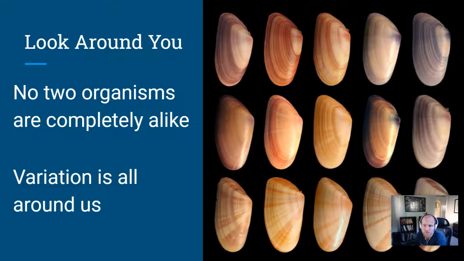Take a moment to look around you. Look at your family members, look at the plants outside. No two organisms are 100% completely alike. There's going to be variations, even if they're very minor. Variation exists in every single population.